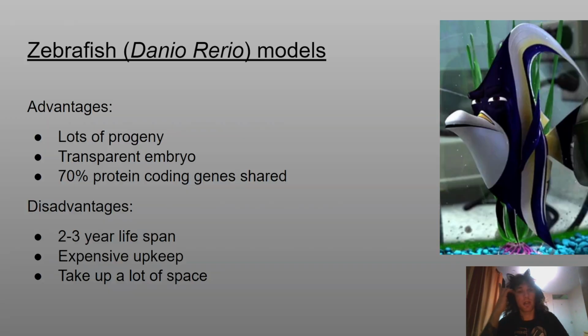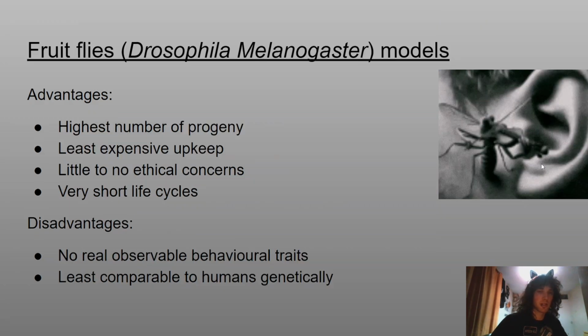The next organism we use is zebrafish. These are pretty interesting as they have lots of progeny and they have a transparent embryo. What this means is you can more closely study congenital disorders that are present at birth or very near birth. Also, 70% of coding genes are shared, so still pretty translatable to humans. The disadvantages are they have a pretty long lifespan, expensive upkeep, and you have to have an aquarium in your laboratory if you want to study them.